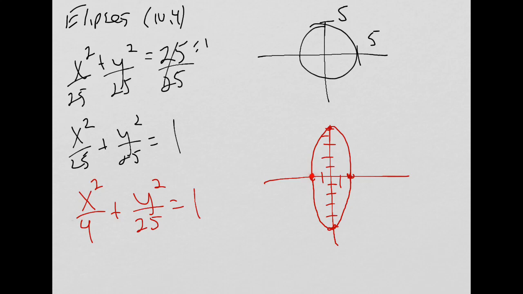These spots that I just filled in right here have a height of 0, so their y value is 0. So if I make y equal to 0, I get x squared over 4 plus 0 squared over 25 equals 1. This goes away because it's 0. And then I've got the same thing. I've got a fraction that's equal to 1. How do I make the fraction equal to 1? Make the top and the bottom the same.